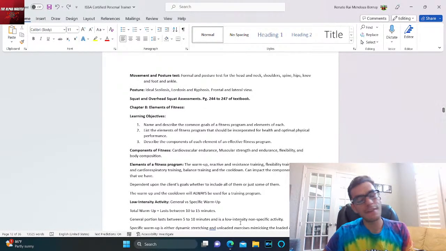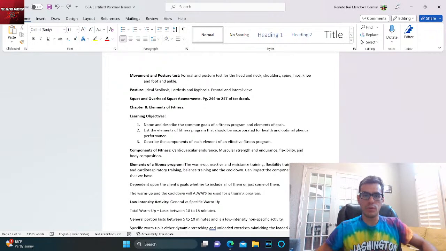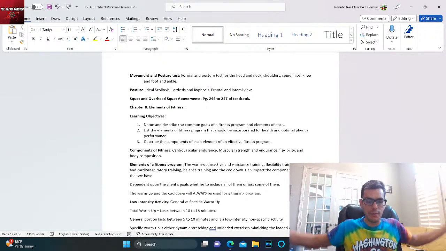The general portion lasts between 5 to 10 minutes and is a low-intensity, non-specific activity, like walking, jogging, just generally warming up, doing the dynamic stretching.